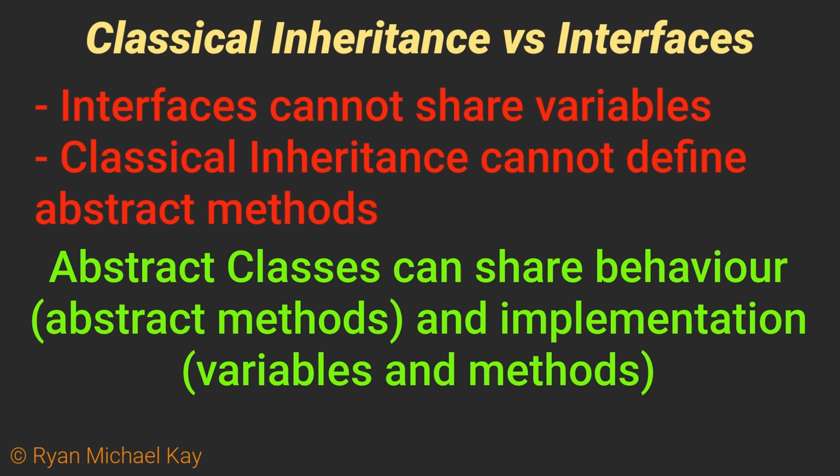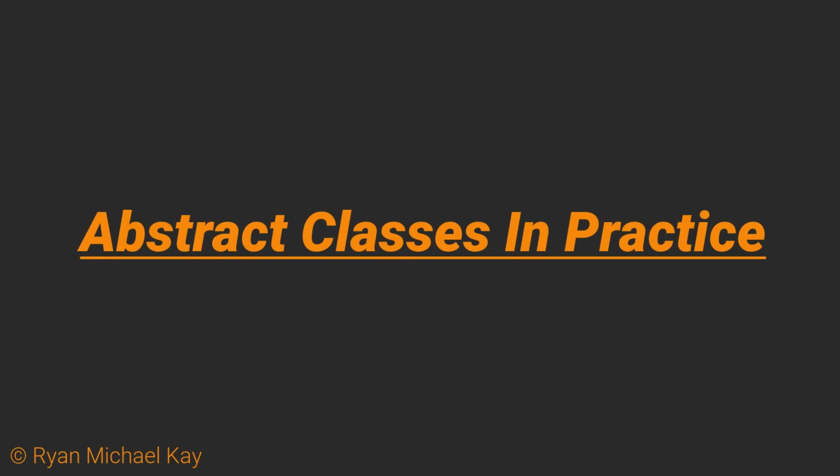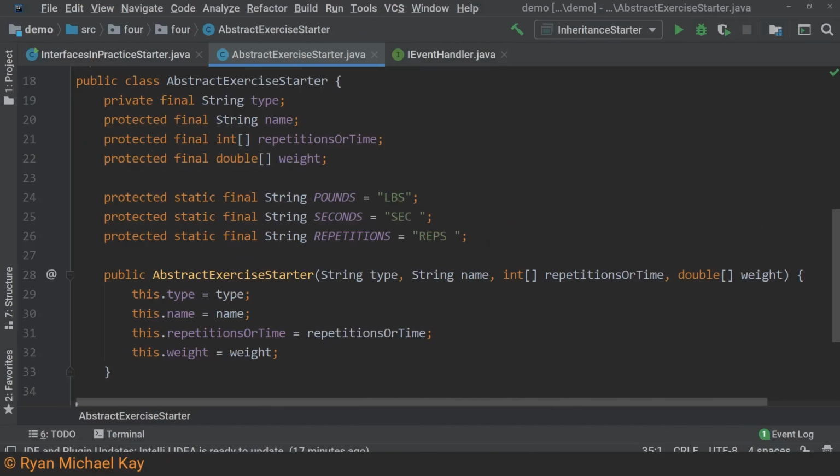If you have a problem that can be elegantly solved by sharing both behavior and implementation, then an abstract class is very likely the best solution. We are now going to build part of an abstract class that comes from an actual problem in an actual application I built in the past. The very first full Java application I built was a workout logging tool.